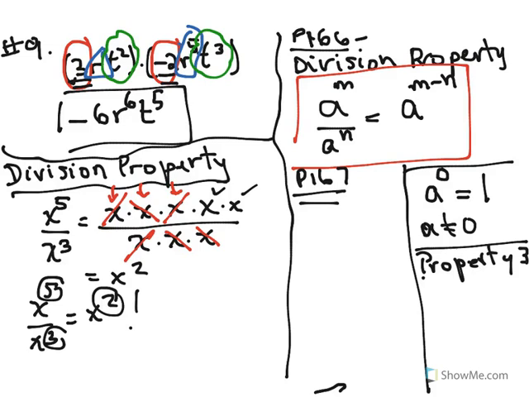Okay? Which is the property of the 0 exponent. We may use this property in the problems that we're going to be working with in page 167. So let's work with the problems in page 167. So let's start with problem number 11. This problem is really easy.